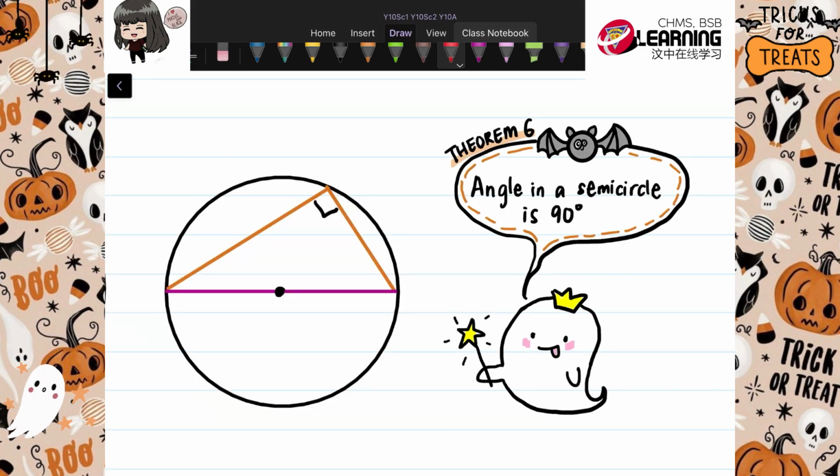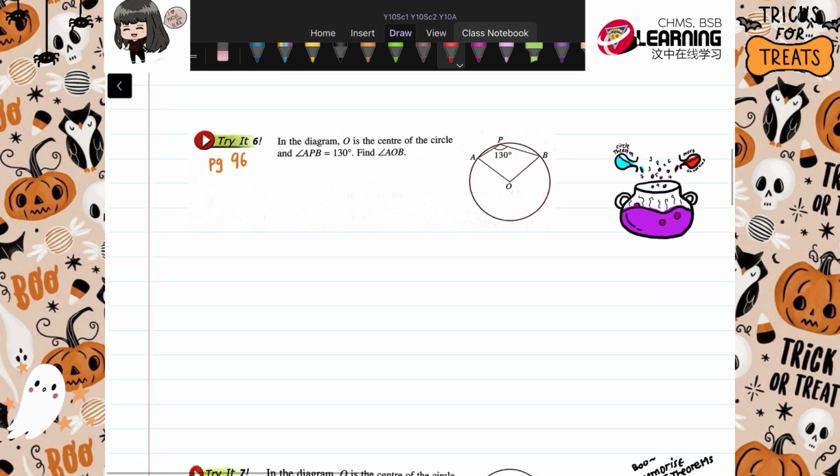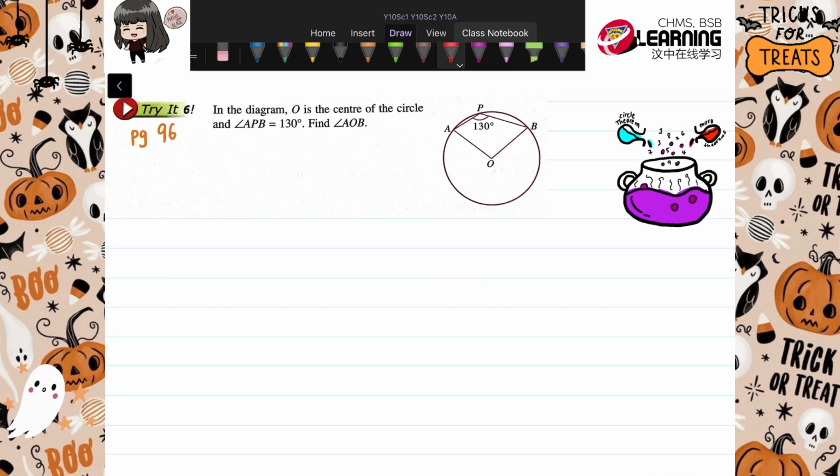Let's look at try it 6 now. The question is on page 96, alright? You don't need to copy the question here. You just write down try it 6 and only the circle. You draw only the circle. So for the questions in this lesson, you only draw the circles. No need to copy this whole thing.